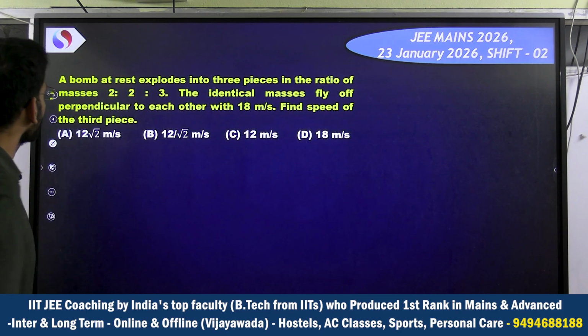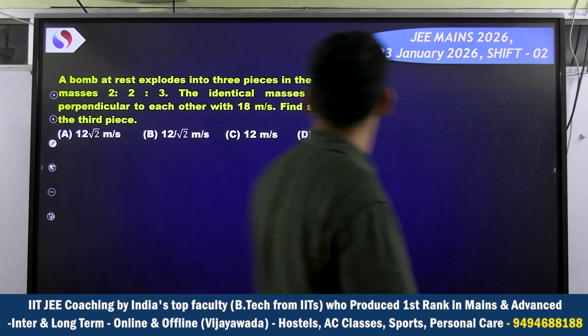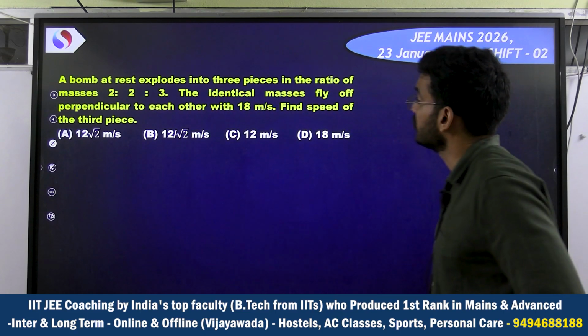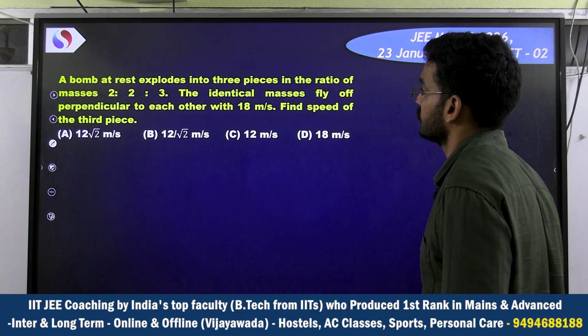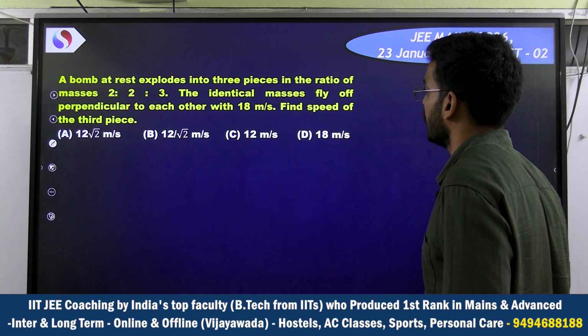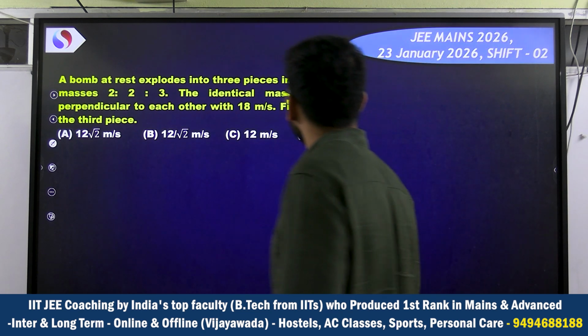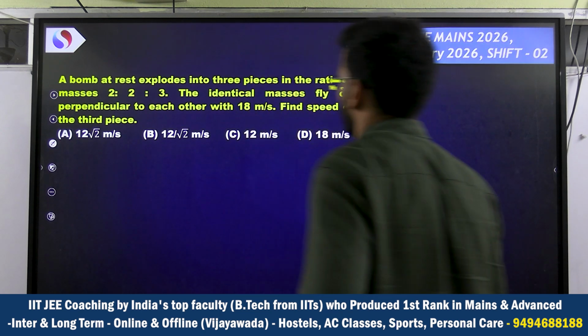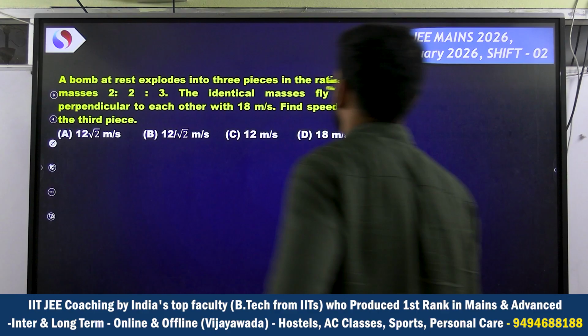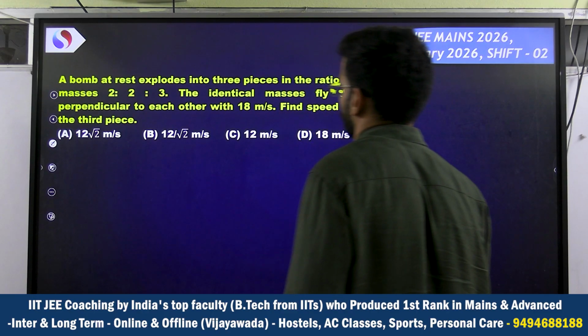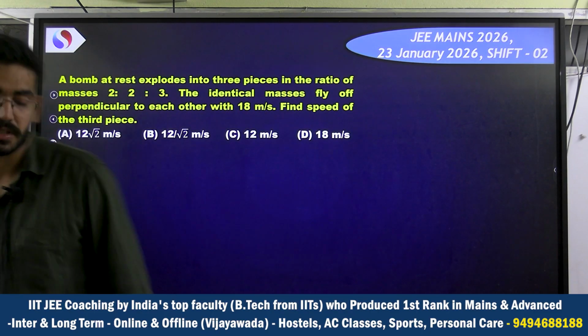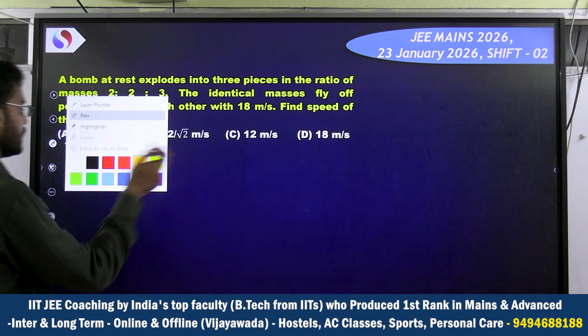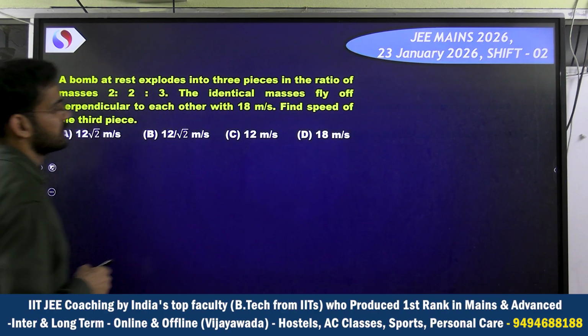Next. A bomb at rest explodes into 3 pieces in the ratio of masses 2:2:3. The identical masses fly off perpendicular to each other with 18 meters per second. Find the speed of the third piece. Okay, so this is something many times you have done maybe in the tests.